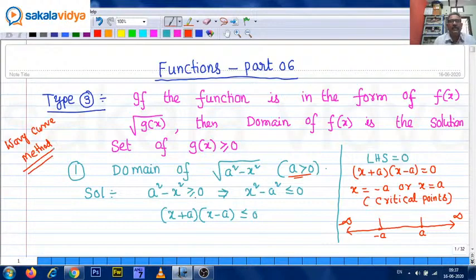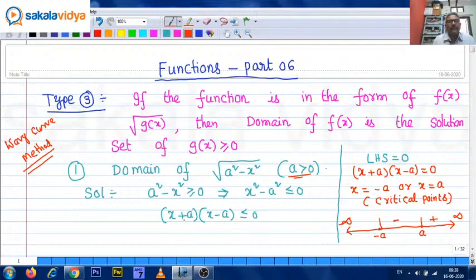Actually this is called inequality. How to solve inequality means you see the x minus a power. X minus a power is 1. 1 is odd. Whenever it is odd, first you start from the right hand side with a plus sign. Next, when it is odd, this plus changes to minus.